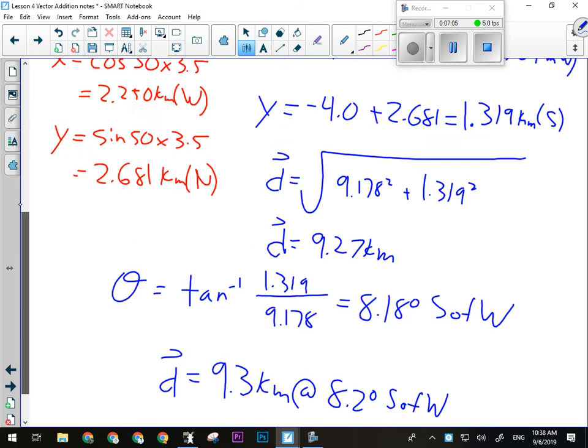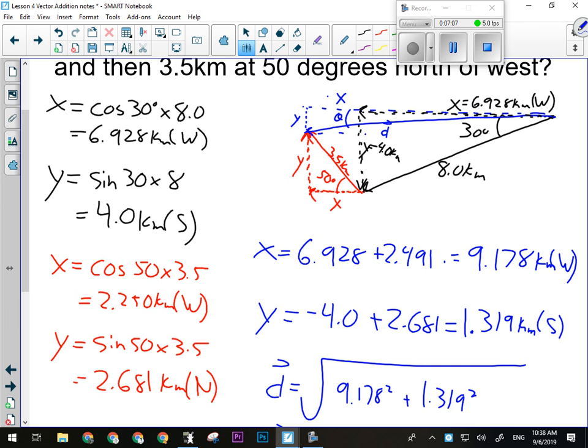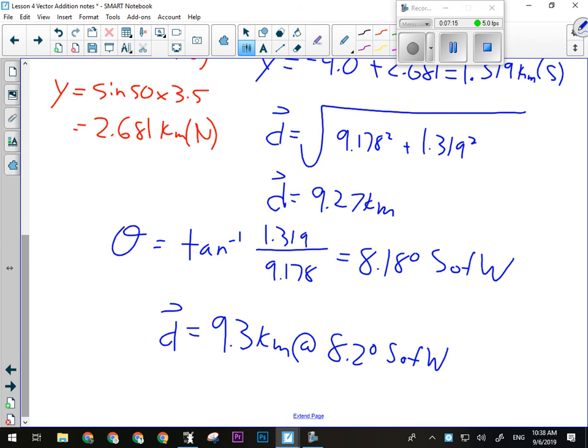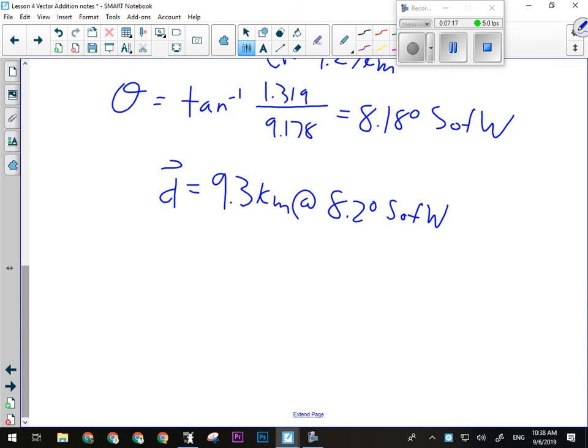Now, had I drawn the triangle the other way, I could have also drawn it this way. Either way would be correct. It'd still have the same numbers on the sides. They would just switch being opposite or adjacent. I could also write then that this could be 82 degrees west of south. Either one of those would be correct. They both have two significant digits.